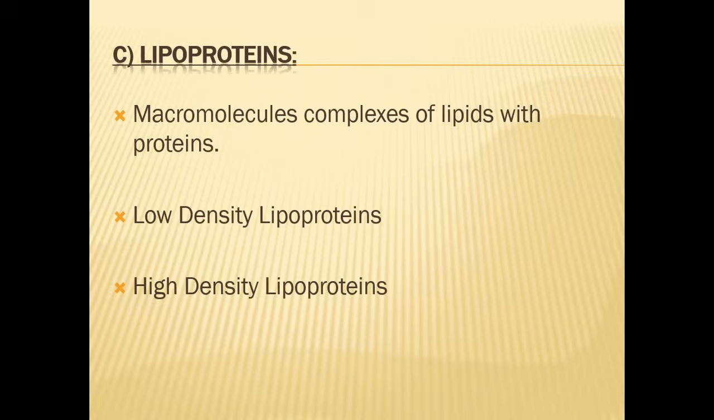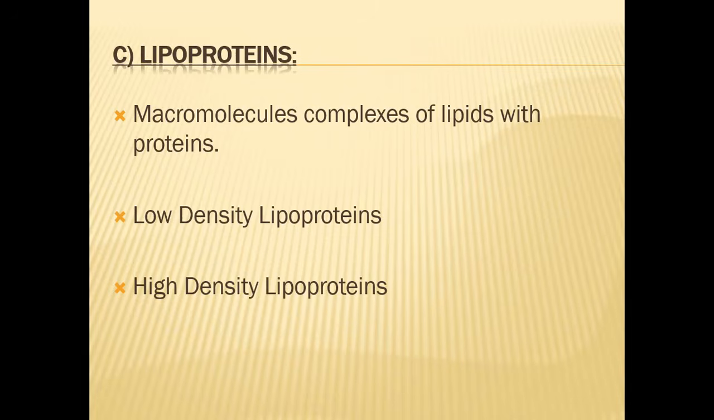Then we have lipoproteins, macromolecules complex with lipids and proteins. We have discussed them earlier. They are needed for the digestion, absorption and transport of lipids. We have three types of lipoproteins. Low density lipoproteins are labeled as LDL, high density lipoproteins are labeled as HDL, and then we have the chylomicron. Chylomicrons basically pick up all of the digested fats from the intestines.